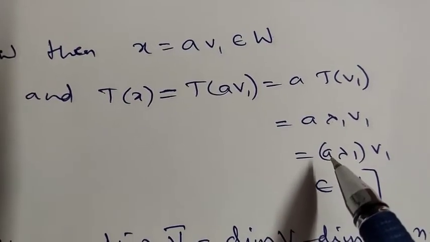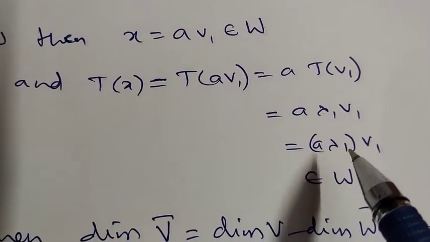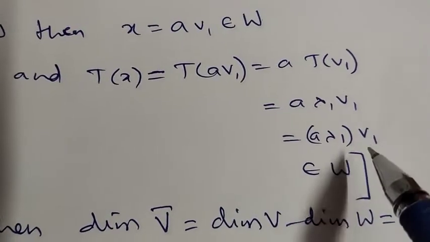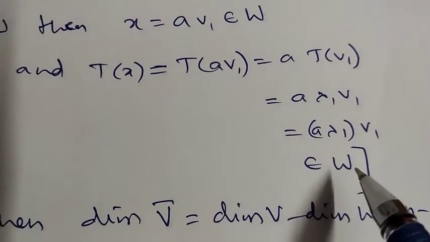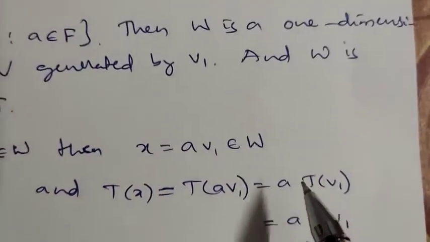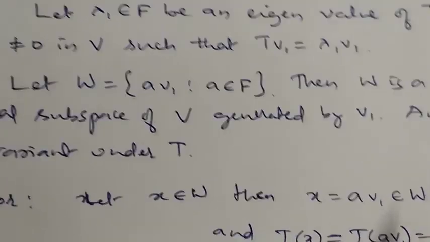Now a is an element of F, lambda 1 is an element of F, means a times lambda 1 is an element of F. Therefore an element of F times v1 means what? It's a multiple of v1, therefore it belongs to W. Therefore if x belongs to W, T of x also belongs to W, means W is invariant under T. Okay, W is invariant under T.